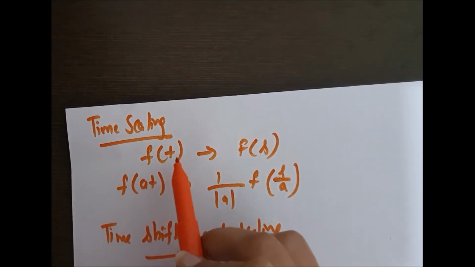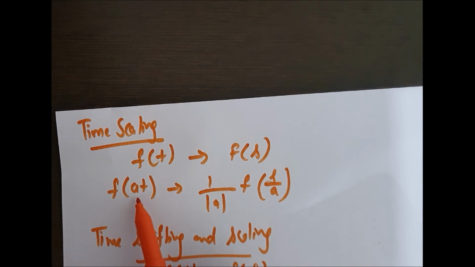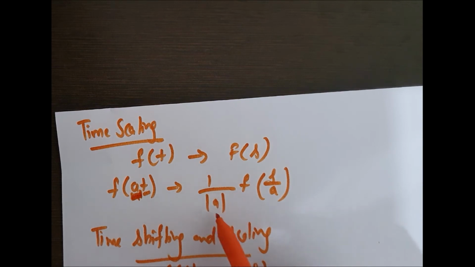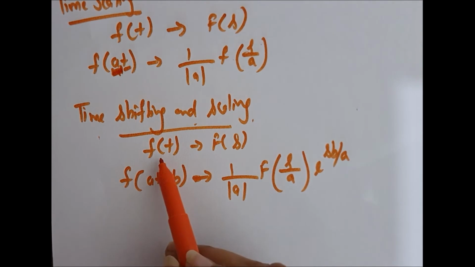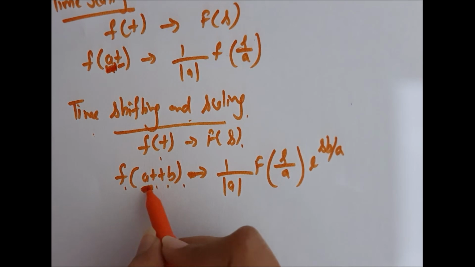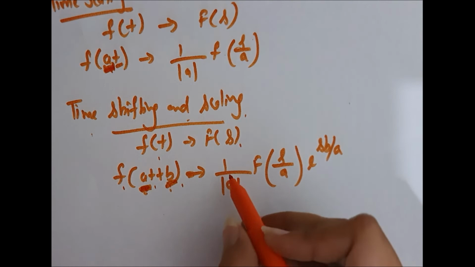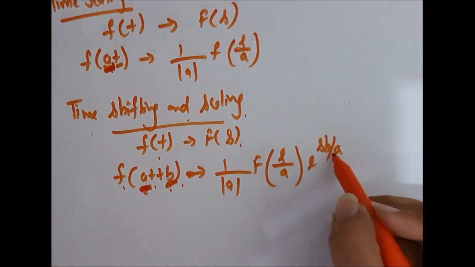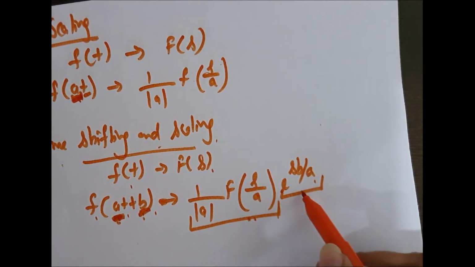Now the second property is the time scaling property. If the Laplace transform of f(t) is F(s), and we scale the function with a, where a is a constant, then its Laplace transform will be 1 upon modulus a times F(s by a). Now the third property, time shifting and scaling. The Laplace transform of f(t) is F(s); the Laplace transform of f(at plus b), where a is due to scaling and b is due to shifting, and a and b are constants, will be 1 upon a F(s by a) exponential (s b by a). The 1 upon a is due to scaling, and this exponential b by a is due to shifting and scaling.